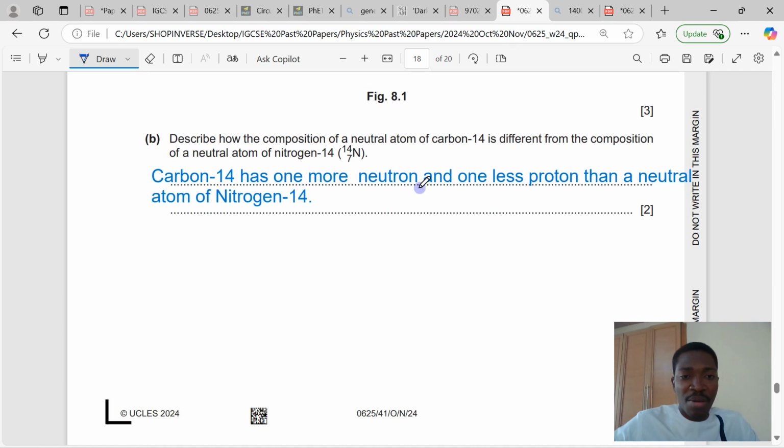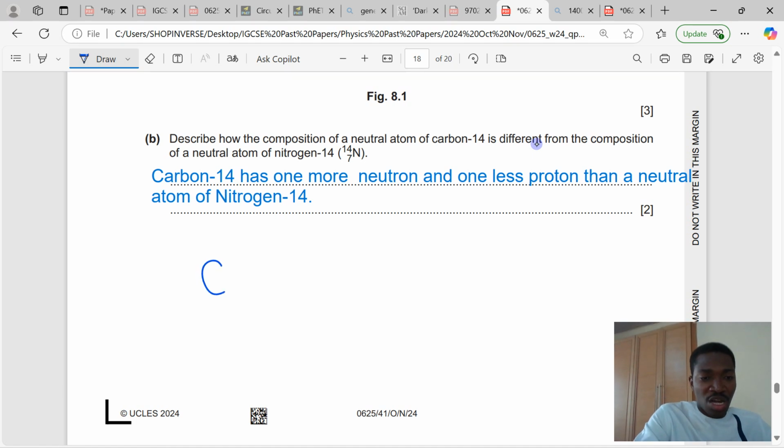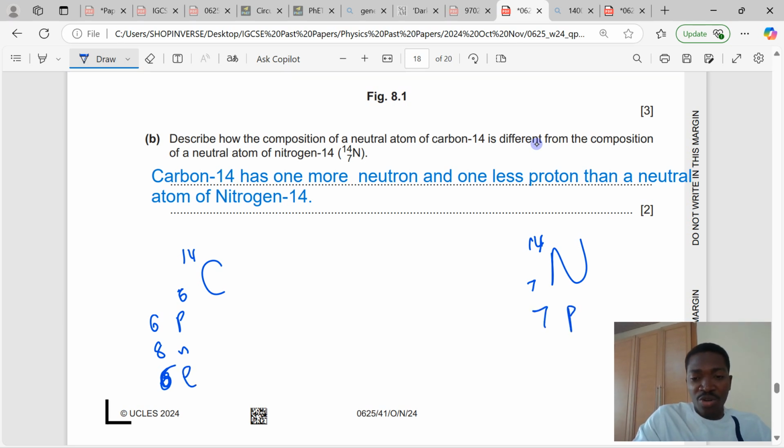The next question says, describe how the composition of a neutral carbon-14 atom is different from the composition of a neutral nitrogen-14 atom. So carbon-14 and nitrogen-14, 7. You know already that carbon-14 has 6 protons, 8 neutrons, 6 electrons. What about nitrogen-14? 7 protons, 7 neutrons, 7 electrons.